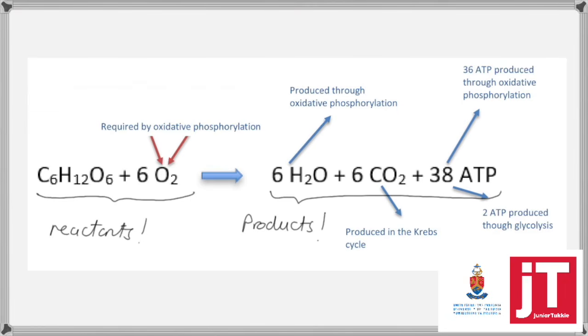The CO2 as the byproduct is produced in the turning of the Krebs cycle, and those 38 ATPs that result at the end of the breakdown of a glucose molecule, 36 of them produced through oxidative phosphorylation and those highly energized hydrogen ions, and then 2 ATP net produced through glycolysis as well.